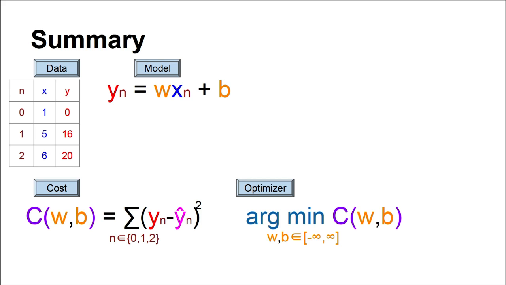And then you have to have an optimizer. And for all of these, except the data part, people work a lot on how to define better models, how to define better cost functions, and how to define better optimizers. So there's a lot of research happening in each of these fields.